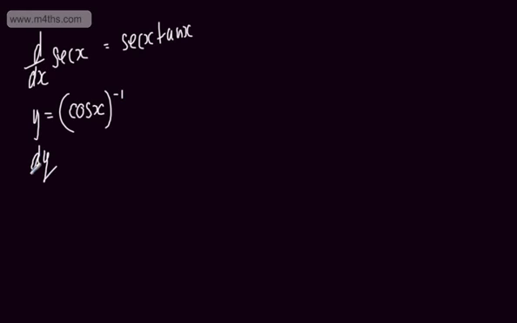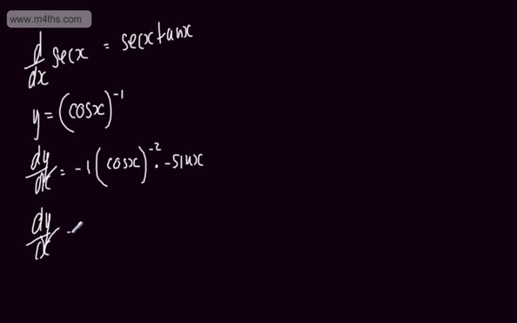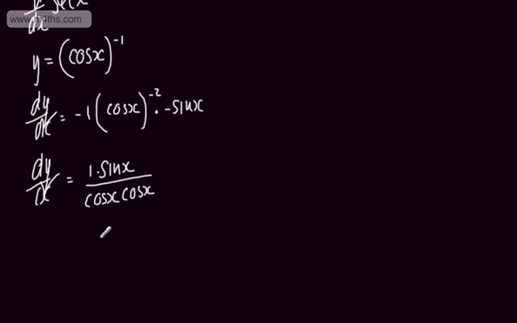So dy by dx, we multiply down by the power, we rewrite the inside function, we drop the power by 1, and we multiply through by the derivative of the inside function, which is going to be minus sine x. So the minuses cancel out, and we've got now that dy by dx is equal to, in the numerator, sine x, in the denominator, cos squared x, or I'm going to write now cos x, cos x. And the reason I'm going to do that now is we can see that this fraction can be split up.